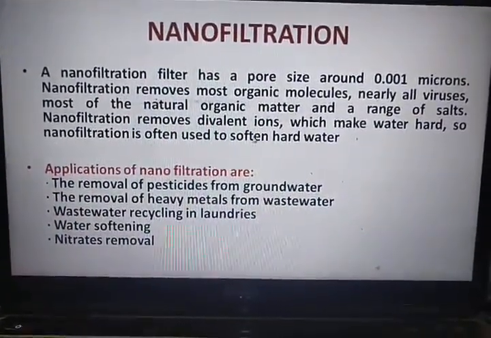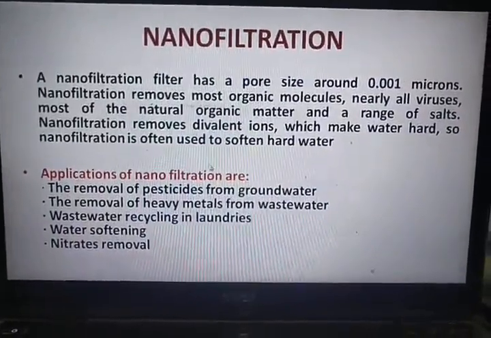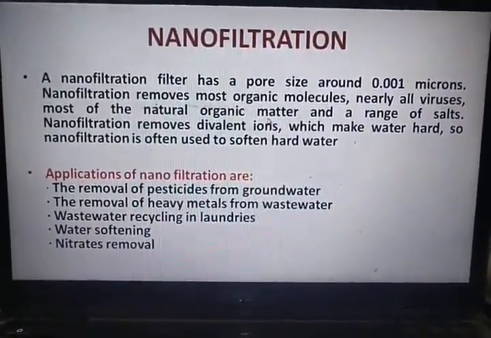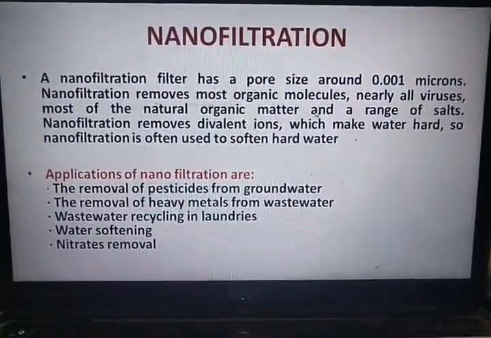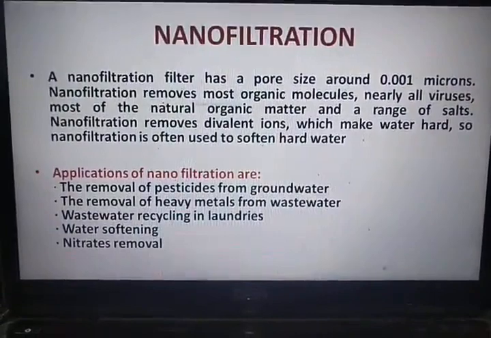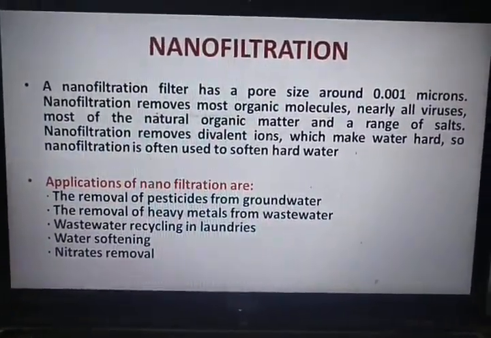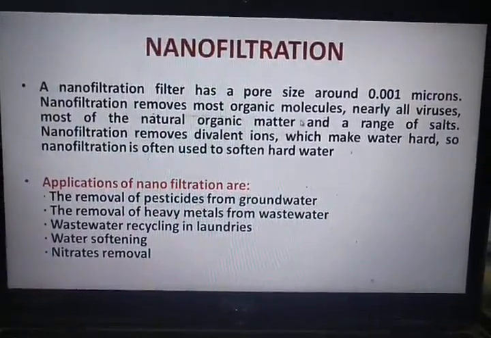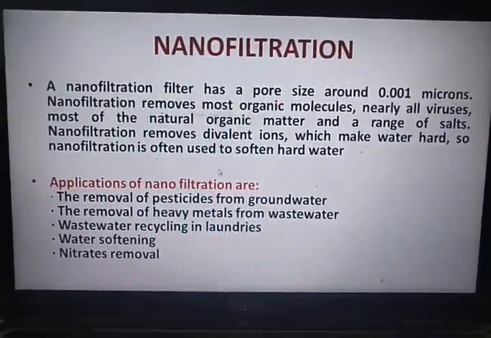So remember, before reverse osmosis membranes came into existence, most of the water treatment plants in the US and other parts of the globe used nanofiltration for softening of the water. Okay, and slowly it is losing its value because of the invention of the RO membranes, which are most effective in water treatment nowadays.